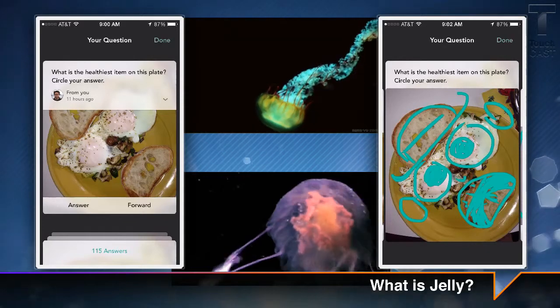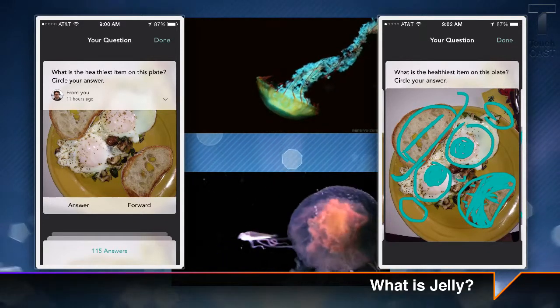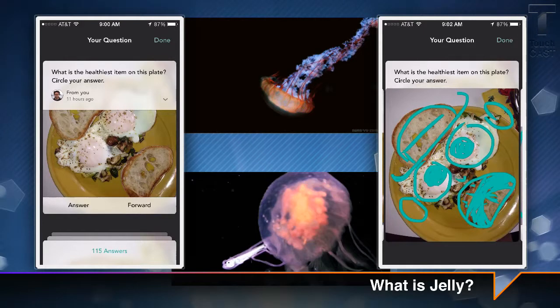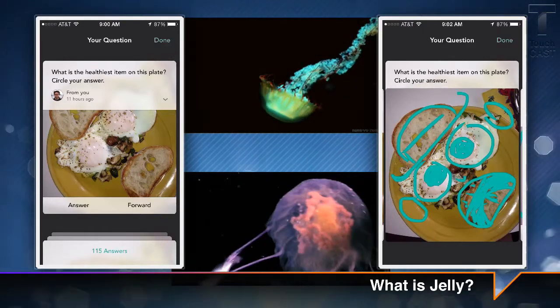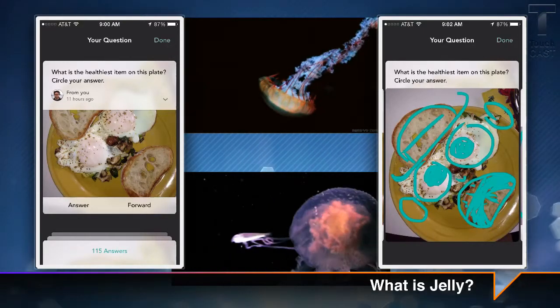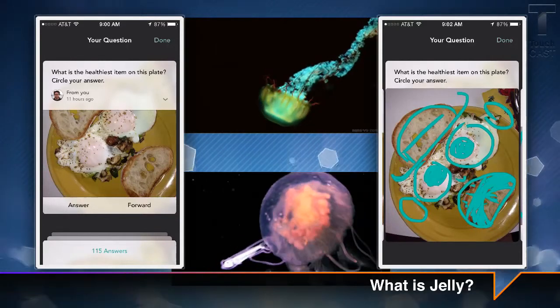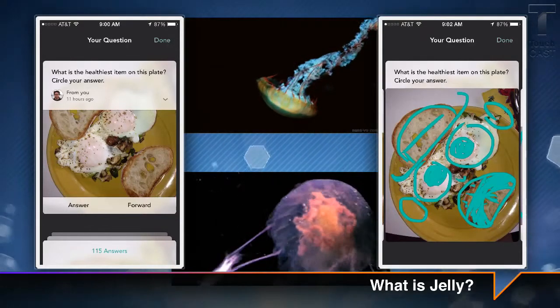So what is Jelly? It's a very intriguing first step at combining mobile, social, and photos to tap into your social networks to answer your everyday questions.